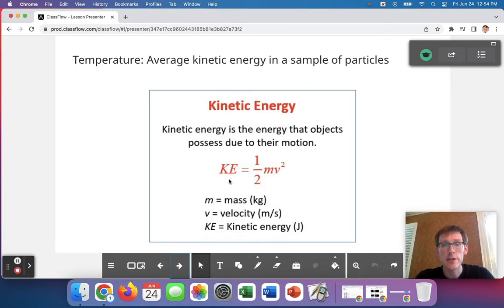So kinetic energy is defined as 1/2 mv squared, where m is the mass of the object and v is the velocity of the object. So how heavy something is and how fast it's going will influence how much kinetic energy it has. In a sample of gas particles, there will be some particles that have a higher kinetic energy, some with a lower, but their average will be related to their temperature.